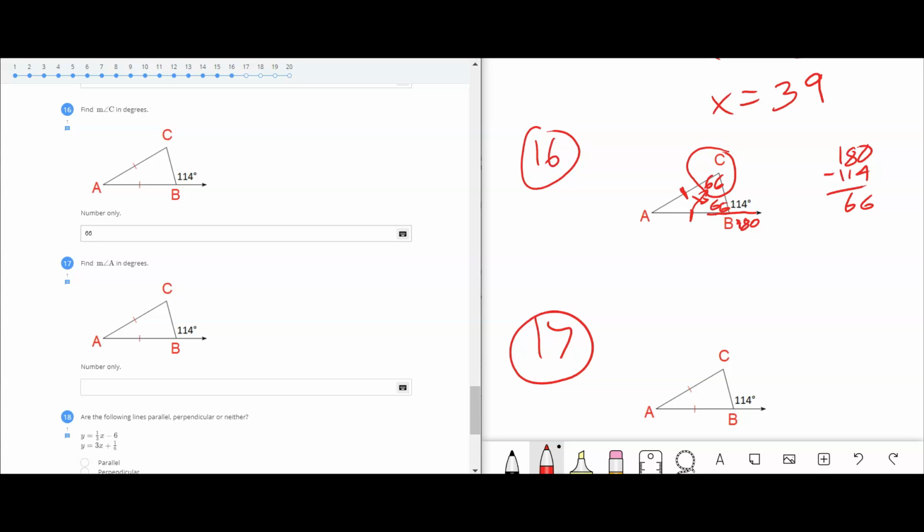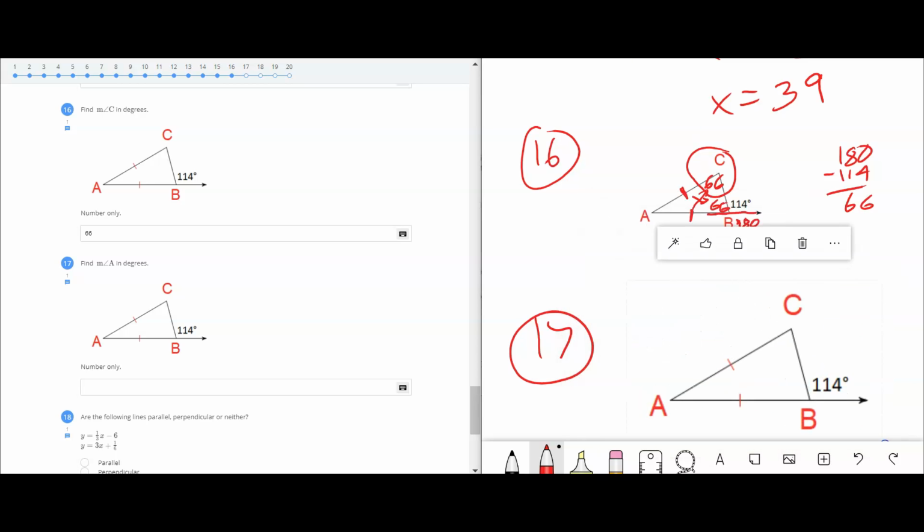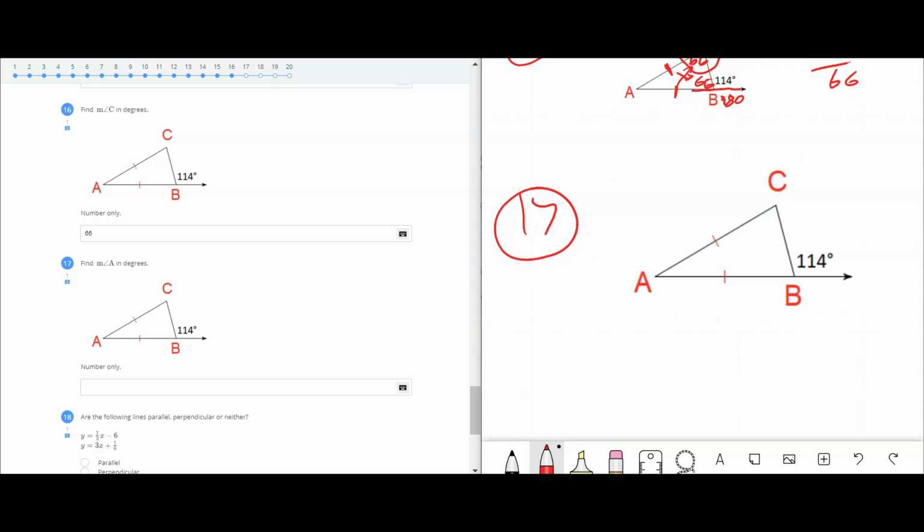Now, I'm going to use that information to fill in on number 17. Okay, let's move this down a little bit. So we figured out already, because it's the same picture, that this is 66, and this is 66. But now I'm looking for angle A. Now we've already done this, but the triangle sum theorem says that it adds up to 180, right? We know that already?